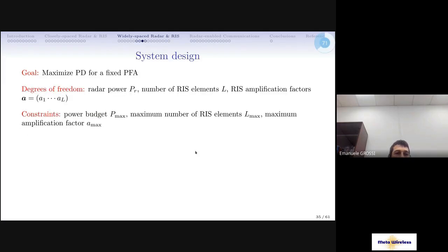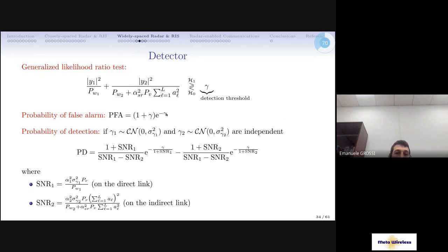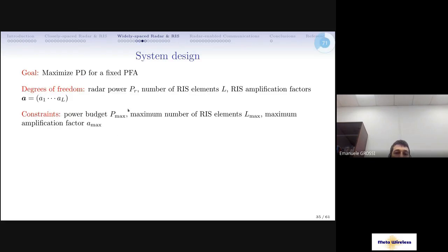Let us move on to the system design. So our goal is to maximize the probability of detection, since we want to optimize the detection performance of the radar, with a fixed probability of false alarm. Notice that the probability of false alarm is fixed once you set the detection threshold. So you set the detection threshold, and the probability of false alarm is determined. And so with gamma fixed, you have the probability of detection that should be optimized over the remaining parameters.